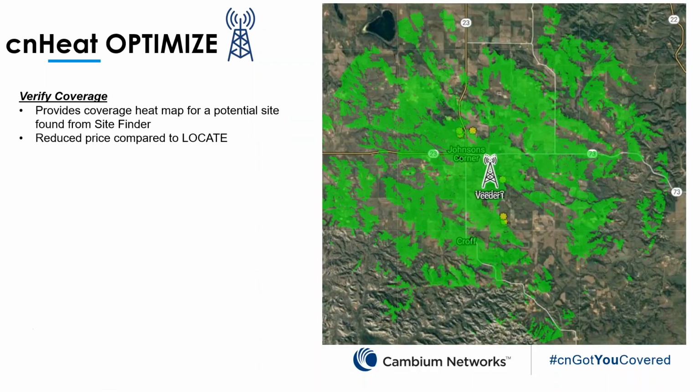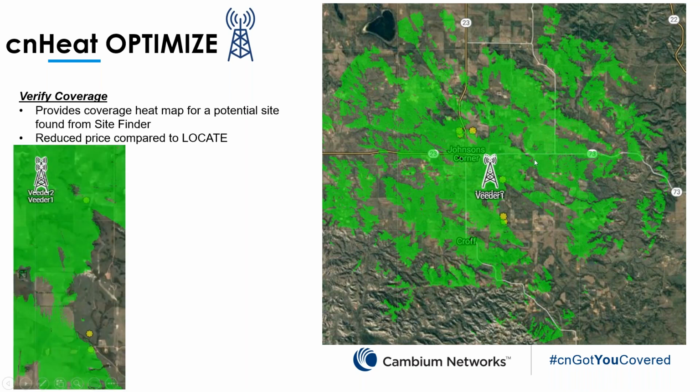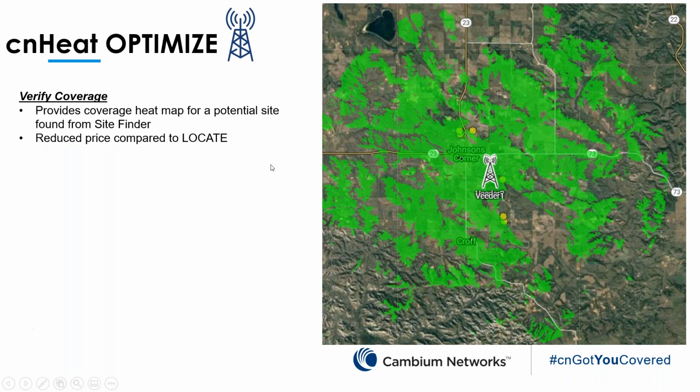And then once you figure out where you want to put your site, we have a thing called verify coverage, and it just gives you a nice little heat map of where all the coverage is for this tower at the location you want to build it. And so sure enough, you can start looking at these subscriber locations. There's 7 of them, and you can see which ones are covered and which ones aren't.